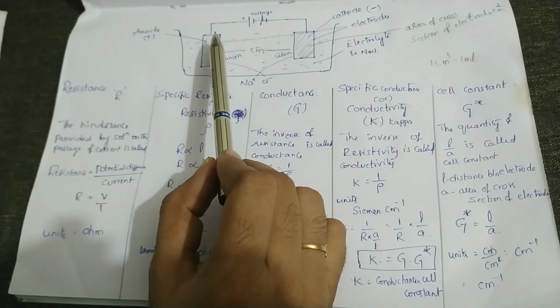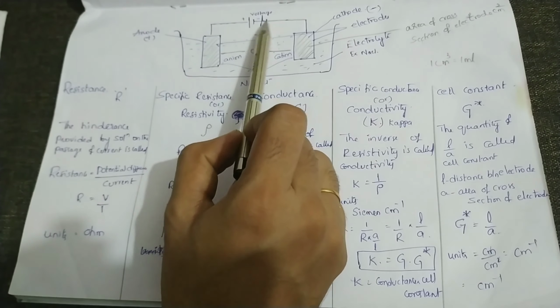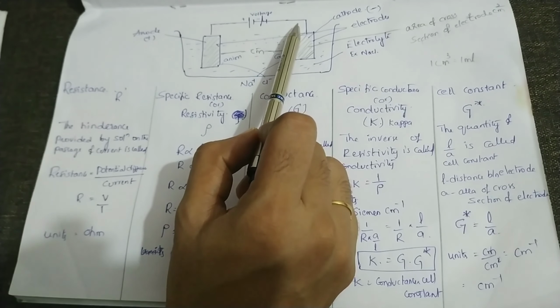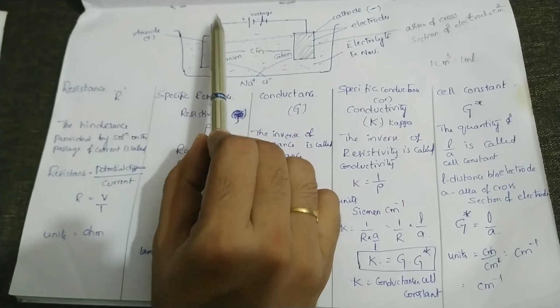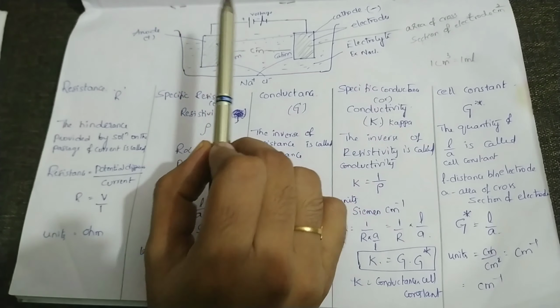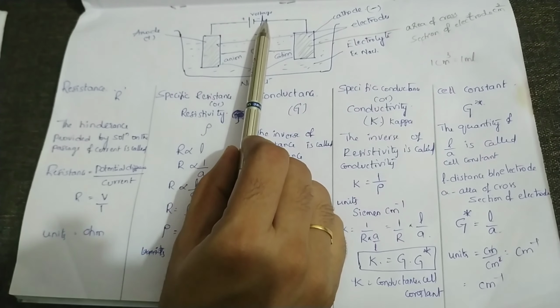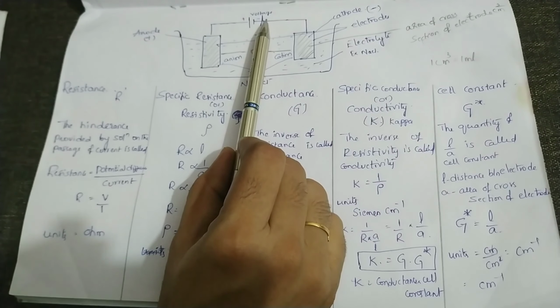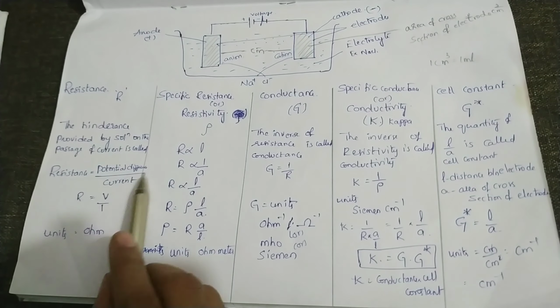Due to the movement of ions, current flows. The battery produces a potential difference across the two electrodes. Every substance resists the flow of current to some degree. Resistance is calculated by Ohm's law. Electrolytic resistance is the ratio of potential difference and current. Potential difference is V and current is I.